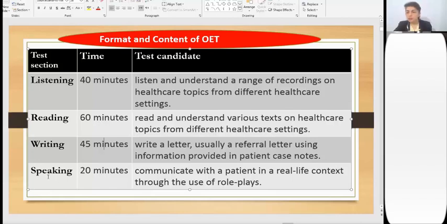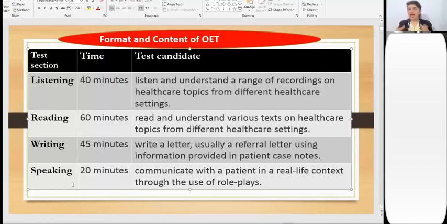let's move to Kulsum. What about speaking? How much time do you have for a speaking test? Kulsum, would you please tell us how much time you have for a speaking test? 20 minutes. Yeah, 20 minutes. And what will you do during that test? Communicate with a patient in a real-life context through the use of role plays.